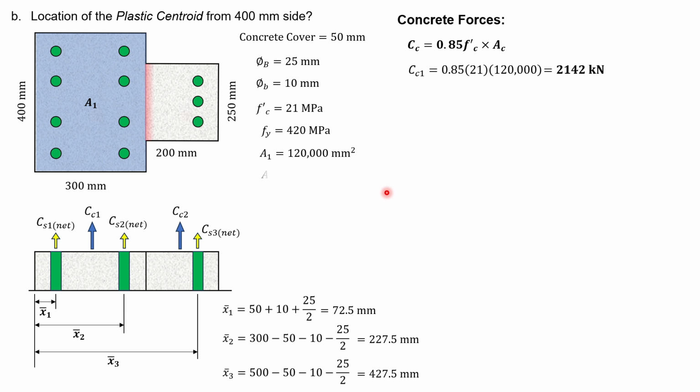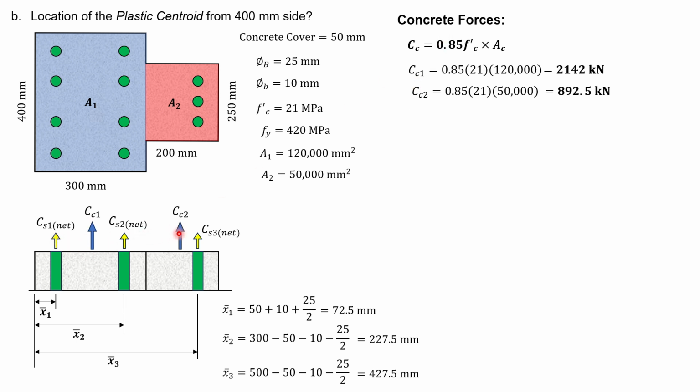Then, similarly, for the C sub C2 naman, again, ito naman yung area natin for the C sub C2. That is 50,000 mm square. So, therefore, C sub C2 is 0.85, 21 times 50,000. Divide again by 1,000 to make it kilonewton. Therefore, we have 892.5 kilonewton. Now, ito na yung mga concrete forces natin, yung mga C sub C.